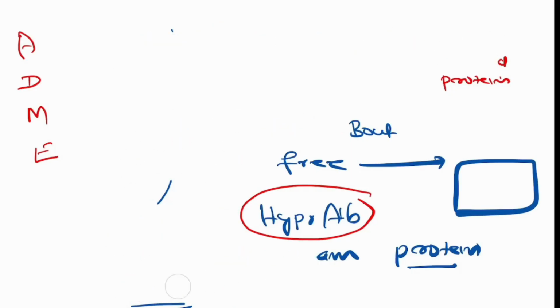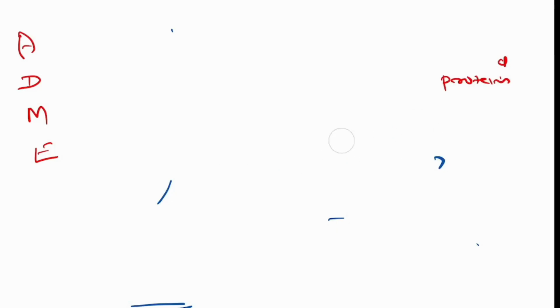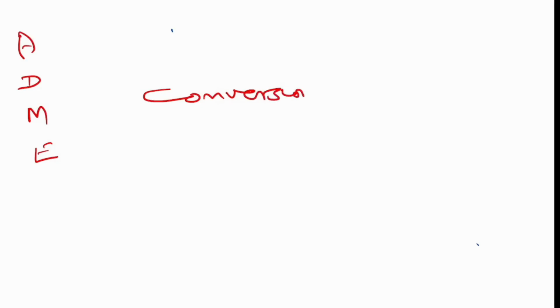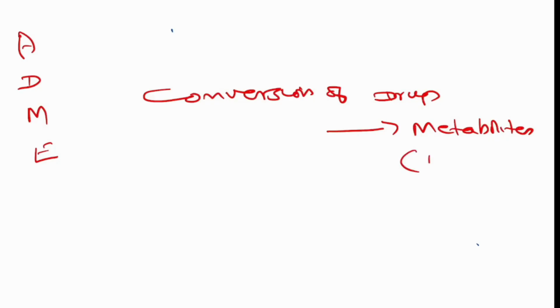Now we go to the next part, the metabolism of drug. That is the M. What is metabolism? It is a conversion of drugs into metabolites, mainly inactive. Most often it forms inactive metabolites.